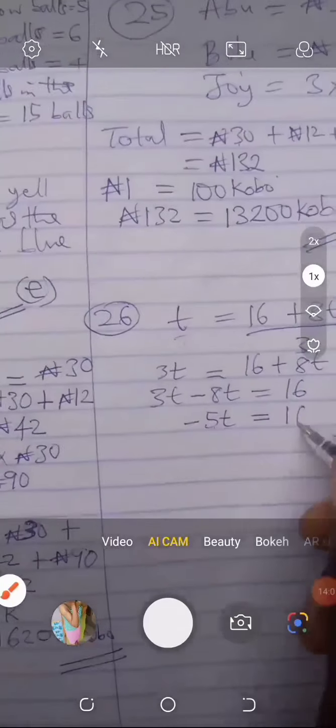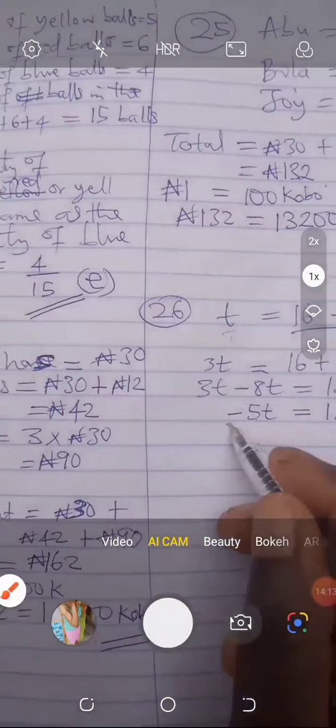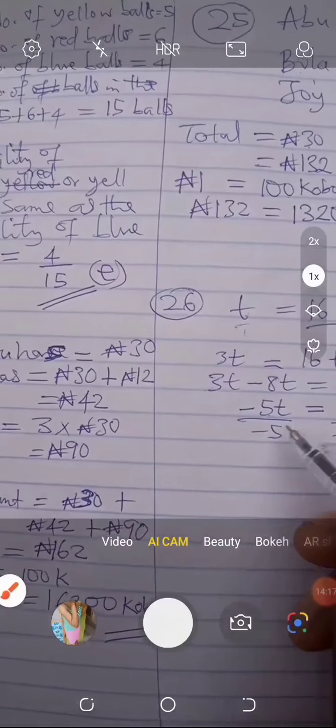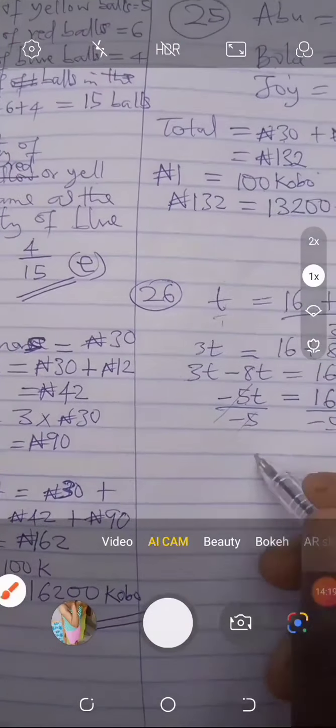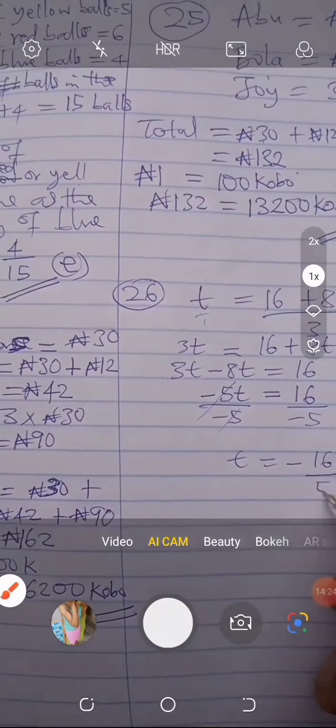So we have our 16 here, so we drop our 16 down here. Now to make t the subject of the formula, we divide both sides by minus 5. The moment we have done that, this will cancel this, so that our t will be equal to minus 16 all over 5.